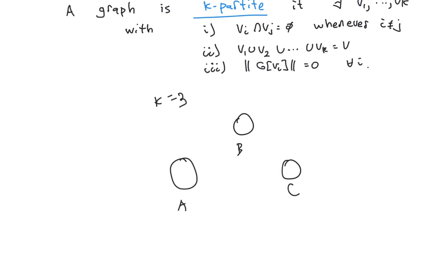And so the rule is the same as before. You're allowed to have edges between vertices of different parts, and you're not allowed to have edges between two vertices in the same part.